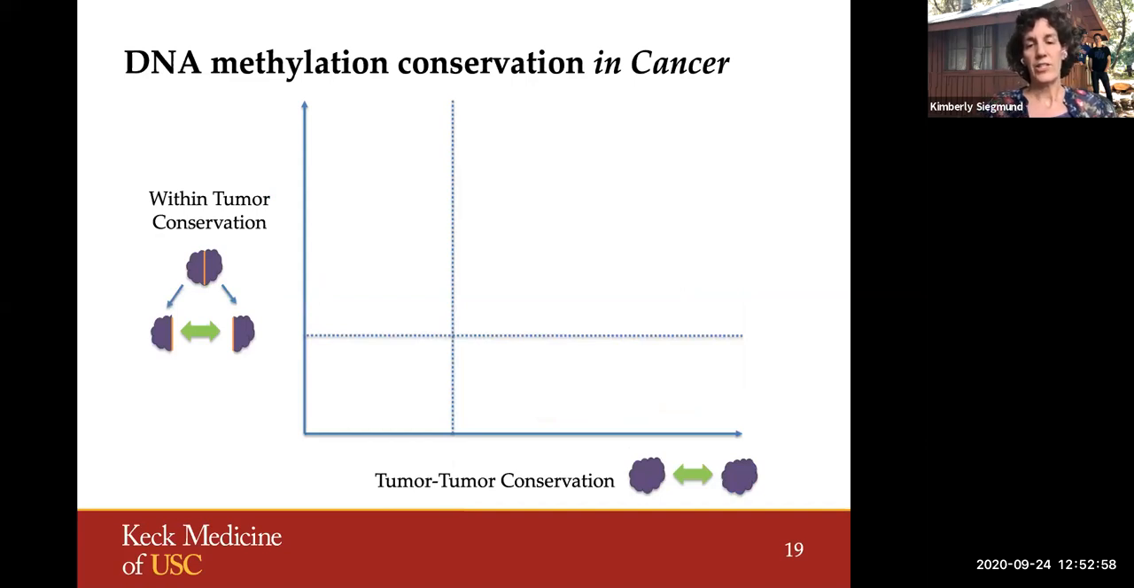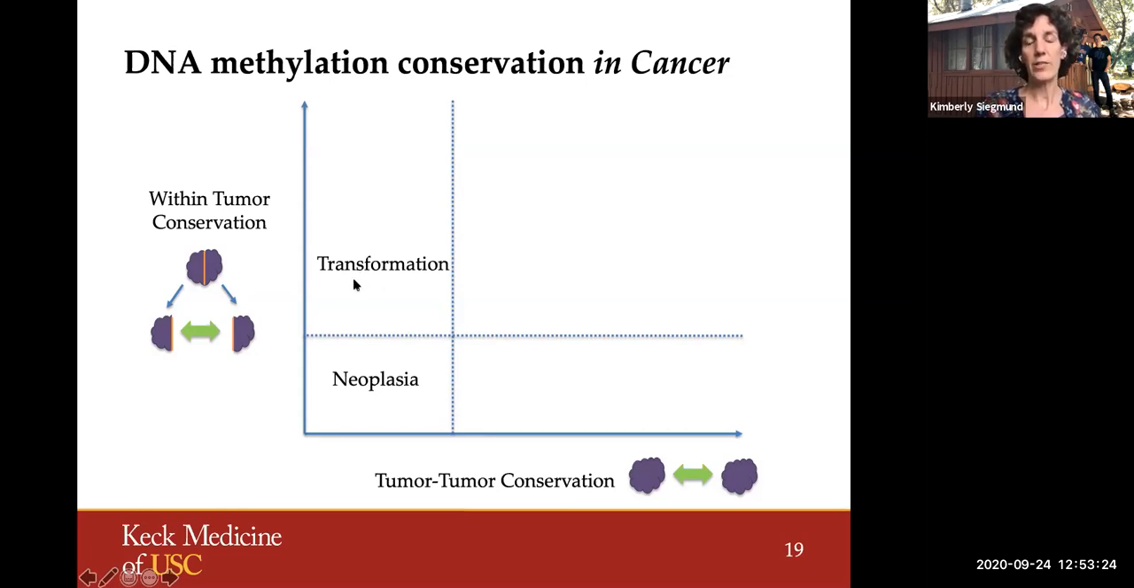DNA methylation conservation in cancer: we want to compare conservation between different tumors, and we want to also evaluate what is conserved within a single tumor. So if we have something that's conserved between tumors and within tumors, and it's different from normal tissue, we think, you know what, that's just necessary for neoplasia, for cancer. But in each of these quadrants, we can say something different.